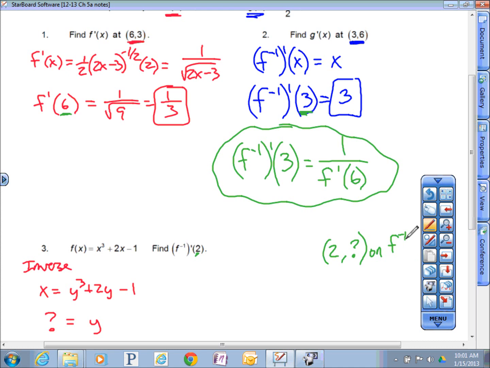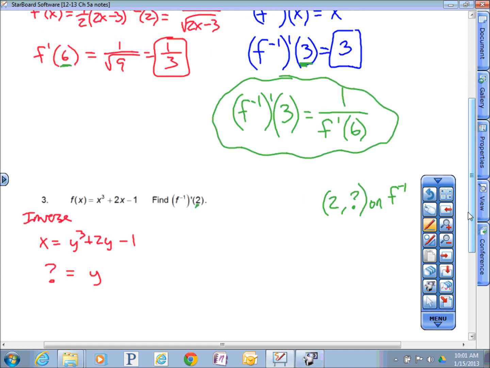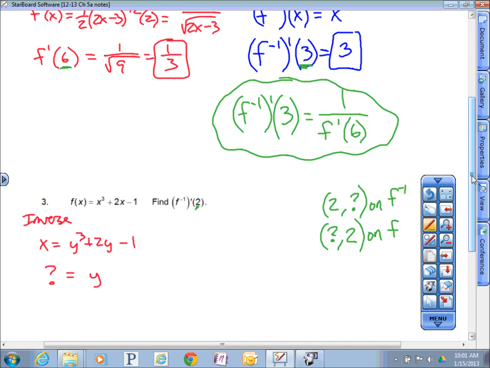Well, then what does that mean? Well, if the domain of one function is the range of its inverse, then that would mean I don't know what, 2 is on the f function. So here's how we're going to get around what you see in red down here on the bottom of the screen. We can't find the inverse. Well, if we can't find the inverse, our workaround is going to be this 2 is an x value for the inverse, but that must mean that it's a y value for the original function.